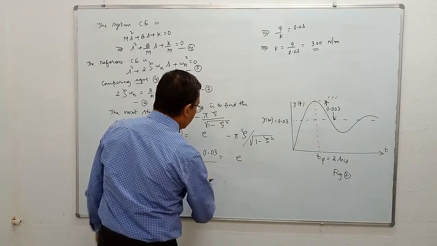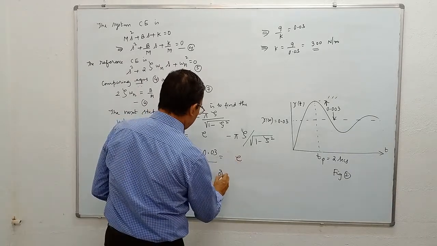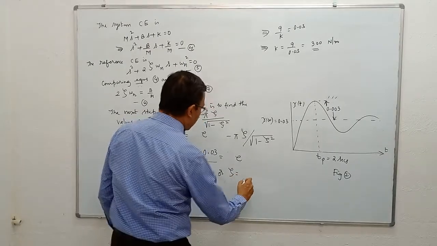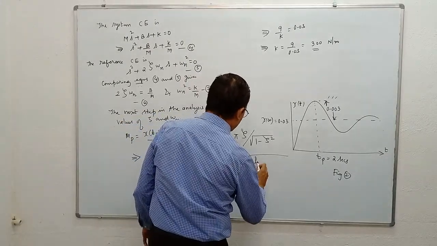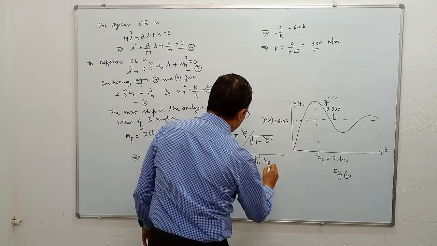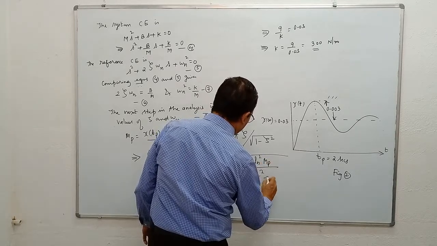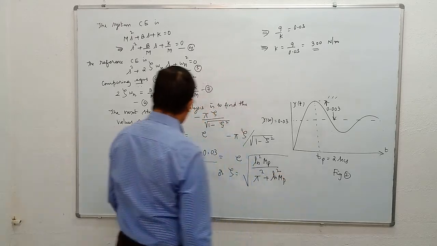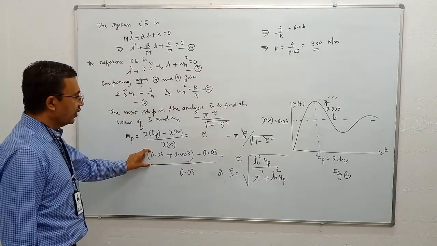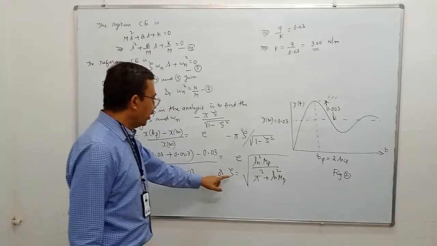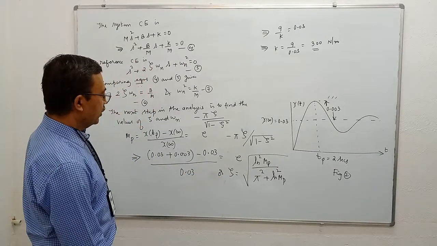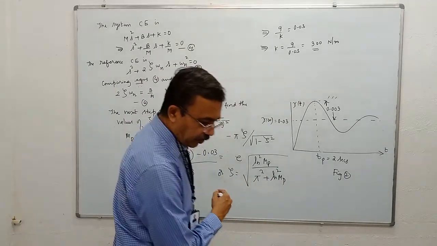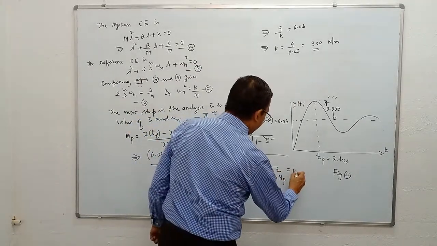So this is MP. To find zeta, you can use the expression zeta is equal to square root of natural logarithm square of MP divided by pi square plus logarithm of MP square. So, MP is this value, correct? The only unknown here is zeta. So, solve for zeta. If you solve for zeta, zeta works out to be 0.59.